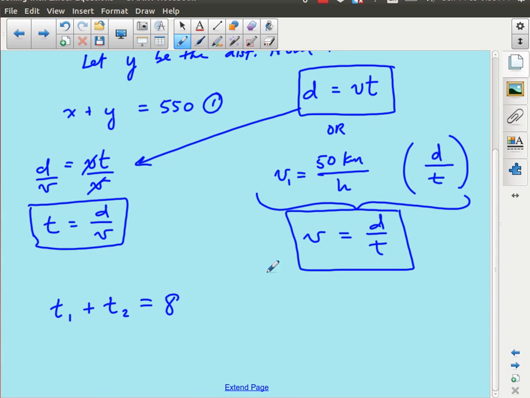Now this is quite a bit more sophisticated a problem than the first one we did. T1 is equal to D1 over V1.